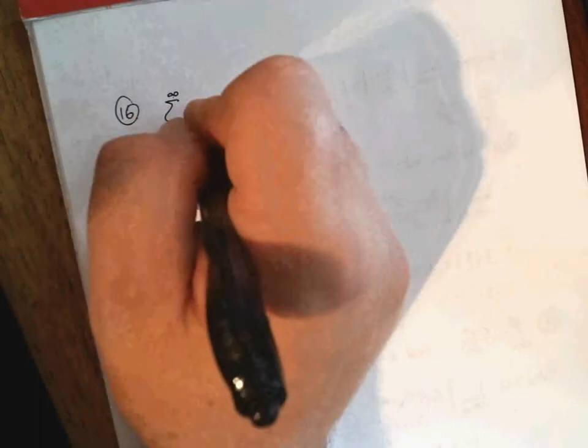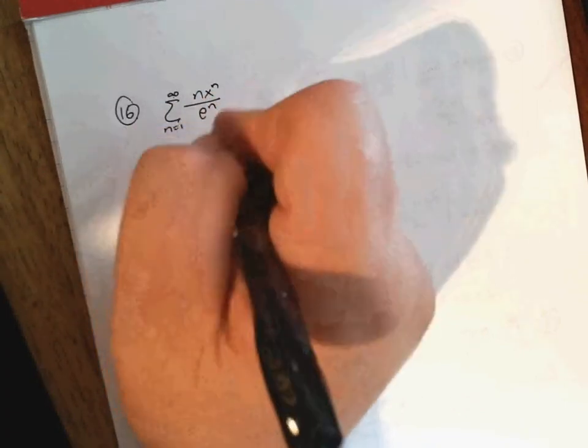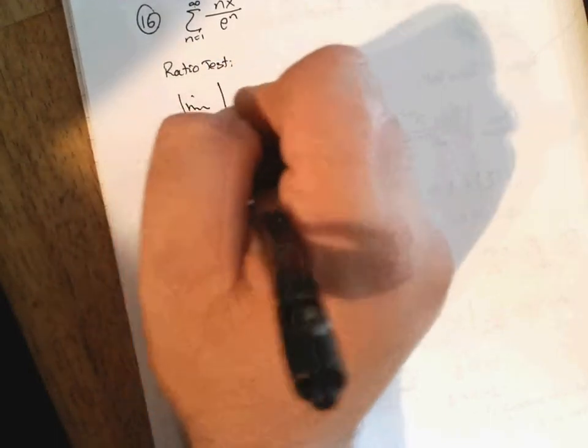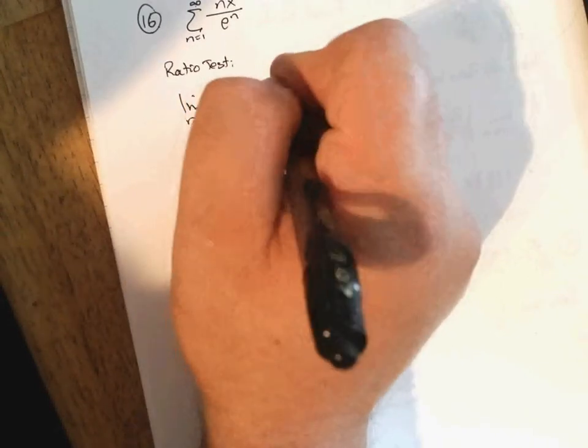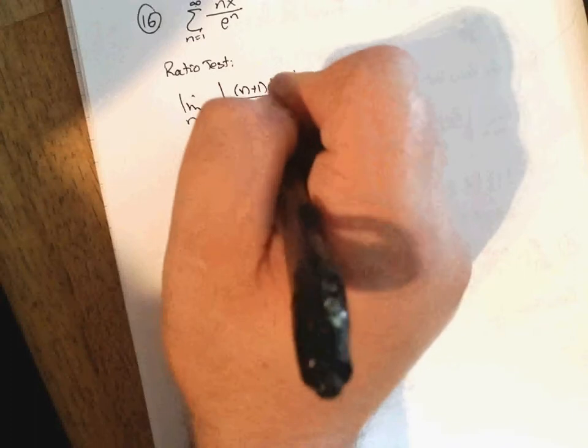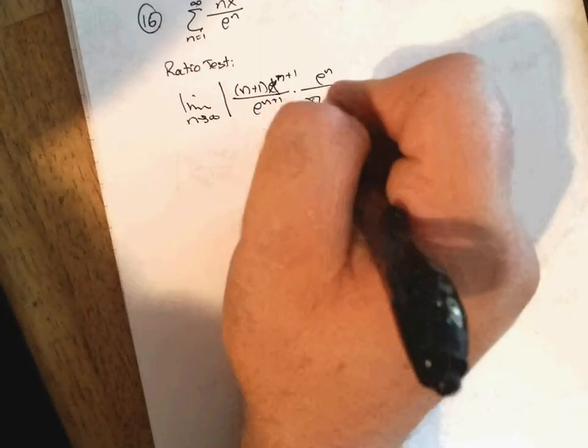All right, let's try problem number 16 next. In 16, we have the series n is 1 to infinity, n x to the n over e to the n. Okay? So let's apply the ratio test. The limit as n goes to infinity, take these and increase the n by 1. So n plus 1, x to the n plus 1 over e to the n plus 1. And then divide by this, which means flip it and multiply.